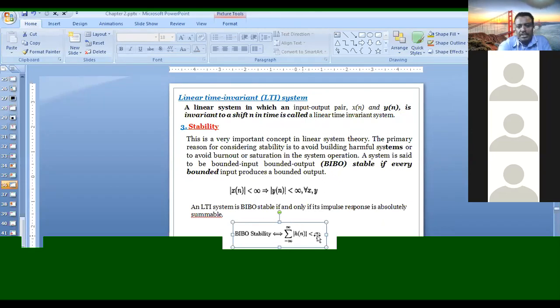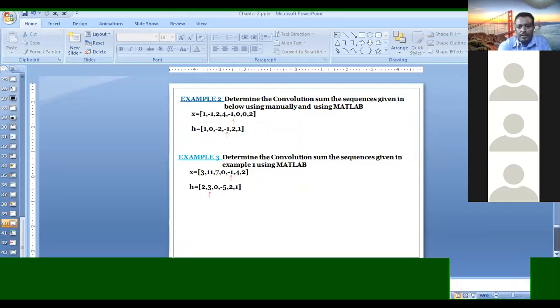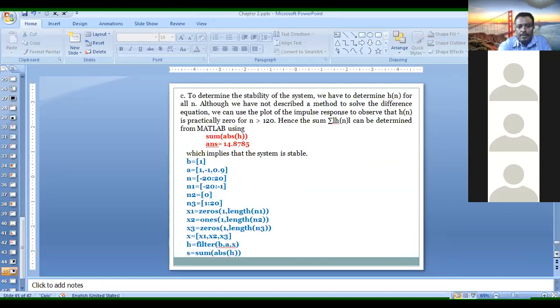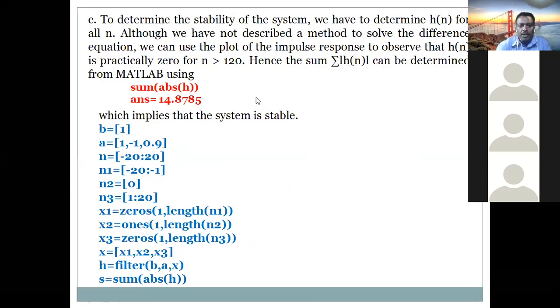But how to check it mathematically? We use this equation. I will come to this equation after we discuss what we call the impulse response. How to check stability mathematically? Okay, we'll use this equation. I will show you this by using MATLAB. You can write a small MATLAB program using this mathematical equation. To check BIBO stability, we take the summation of the impulse response, and check whether it is infinite or finite. Okay, you have to check.